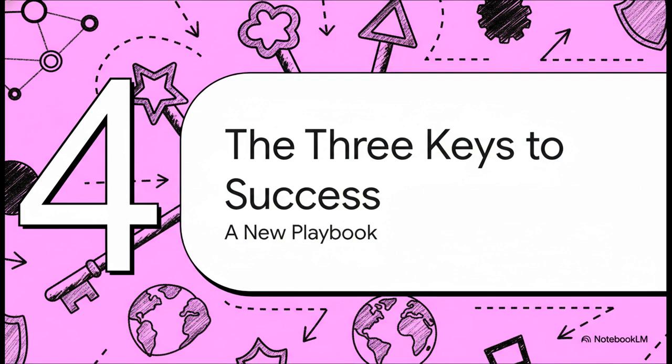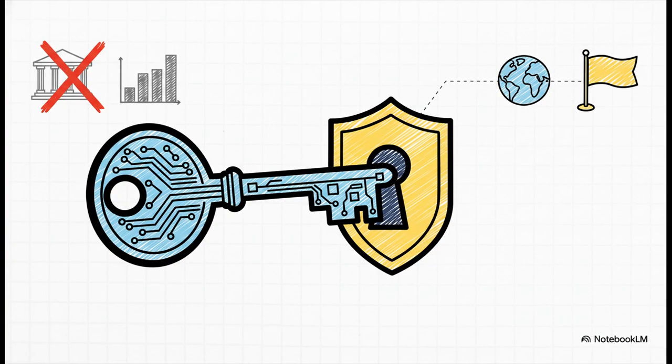Okay, so that's the theory, but let's get practical. How do we turn this into a playbook you can actually use? What are the new rules for winning? Well, it comes down to three critical keys to success. The first key is a big one. You have to stop thinking just about markets and start thinking about sovereignty and geopolitics.